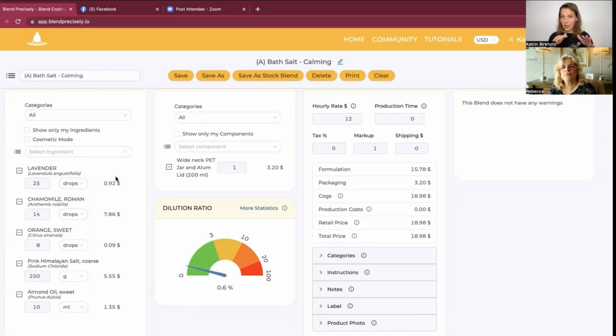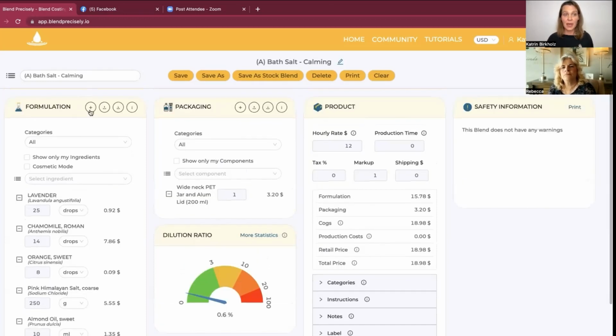Now, the products we have here in Blend Precisely are retail prices. So when you purchase them, in the beginning, we often purchase at retail prices, and they are also mostly organic. So you can add your own raw ingredients by uploading them here. Add your own raw ingredients. And I would suggest that because you do want to have your own prices in there and work with your own prices.